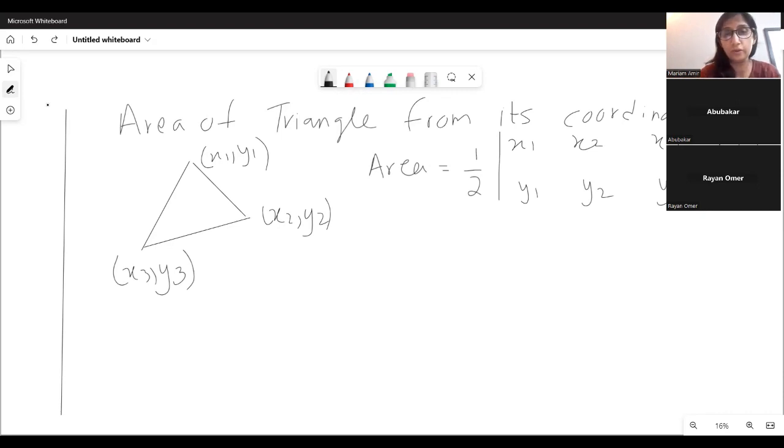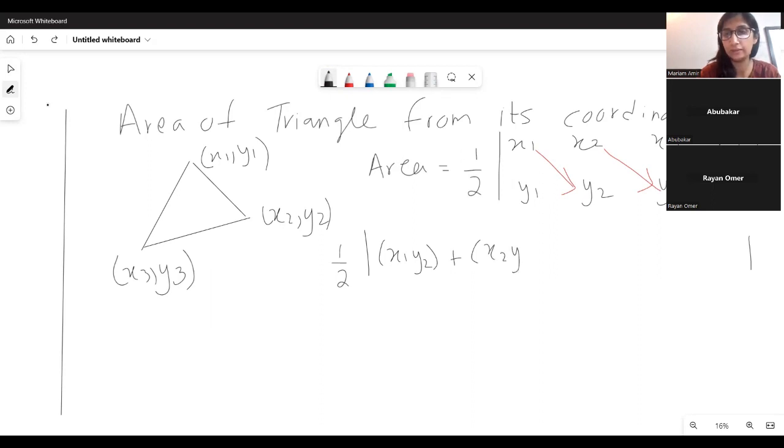Next, what you have to do is write half again and then the modulus sign again. Now you multiply this with this, plus this with this, plus this with this. So bracket x1, y2 plus bracket x2, y3 plus bracket x3, y1. इनको multiply कर दिया. In fact, we did not need these brackets here.